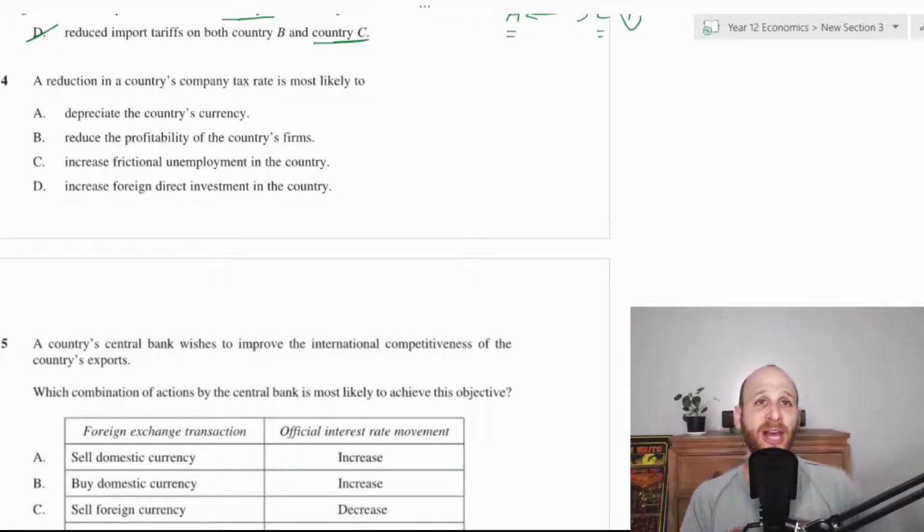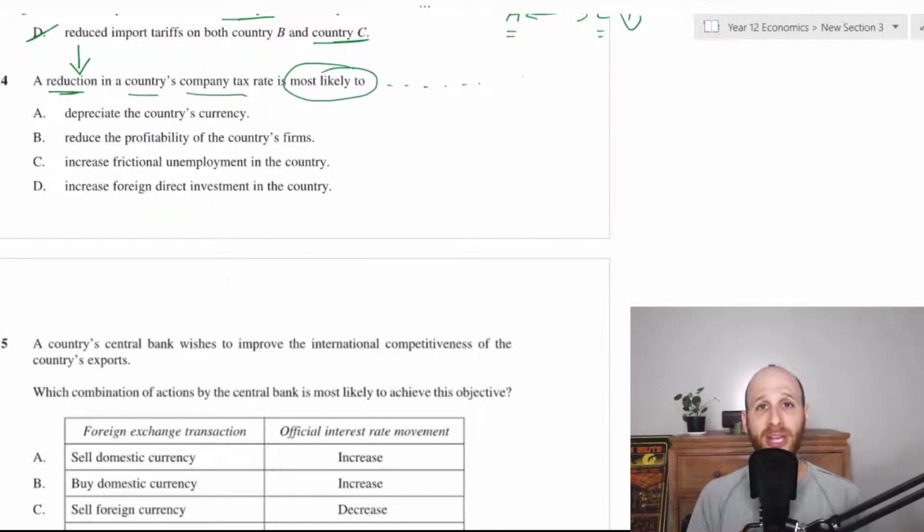So here we are at question 4, and it says a reduction. And remember, my idea to you is if I see reduction or increase, I'm going to put an arrow to try and get my thinking correct. A reduction in a country's company tax rate is most likely to do what?